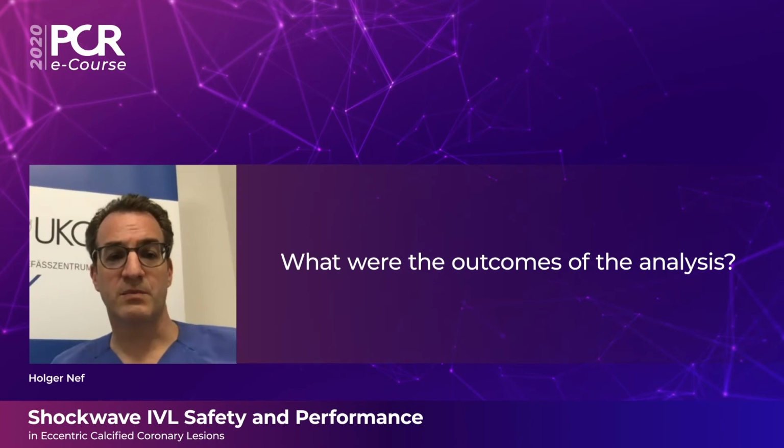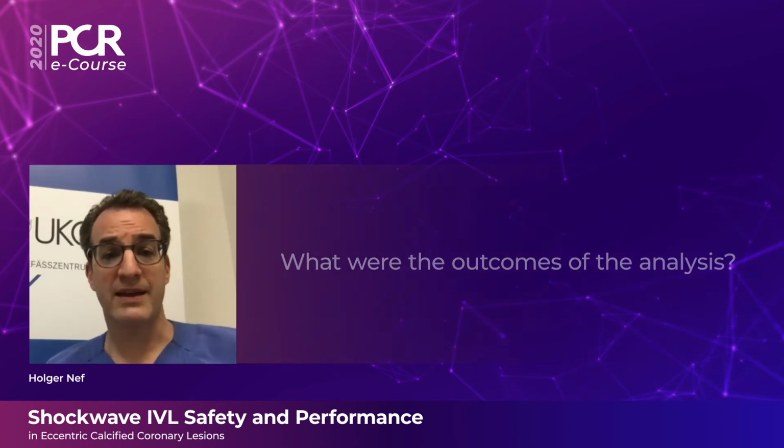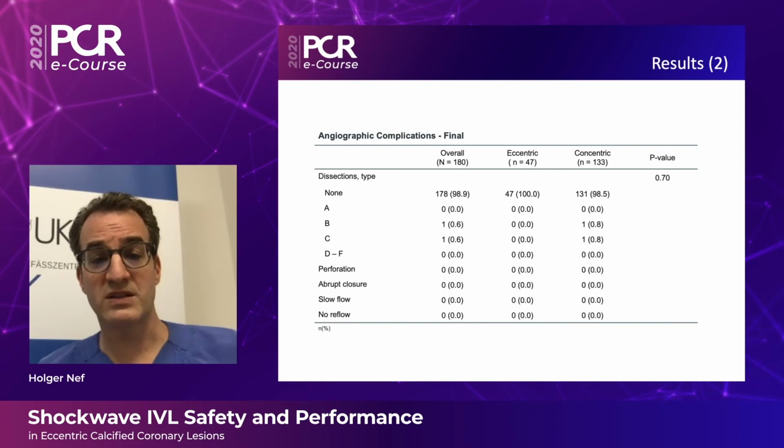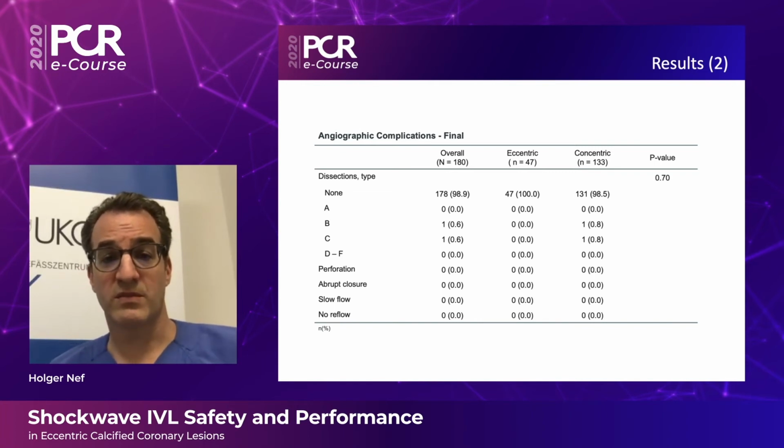Well, this was a patient-level data analysis pooled from 180 patients in CAD 1 and 2, yielding 47 eccentric lesions and 133 concentric lesions in total. Looking at the results from a safety perspective, there was no perforation at all. We had no abrupt closure or slow flow or no reflow events in both groups, either in the eccentric as well as in the concentric group. And there were, most important, no flow-limiting dissections.